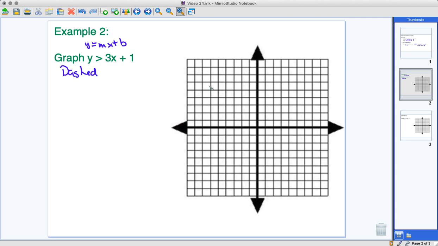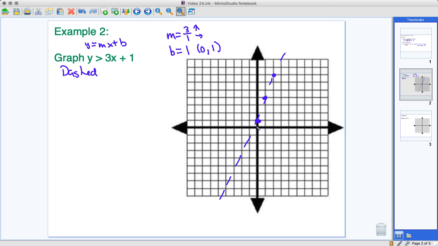So then I'm going to graph it. Just like we did before, my m is 3, and remember, that's 3 over 1. My b is 1, which is the point 0, 1. So I start at 0, 1, and then my m tells me to go up 3 to the right 1. Up 3 to the right 1. So, dashed line connecting my dots.